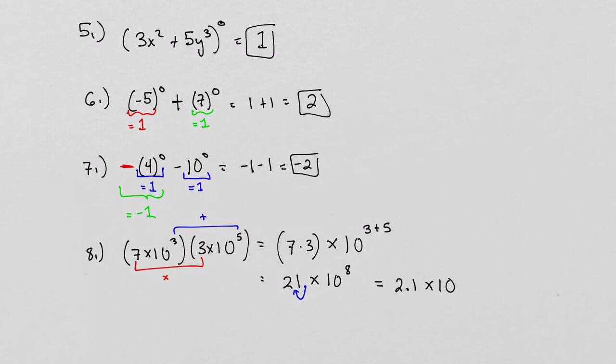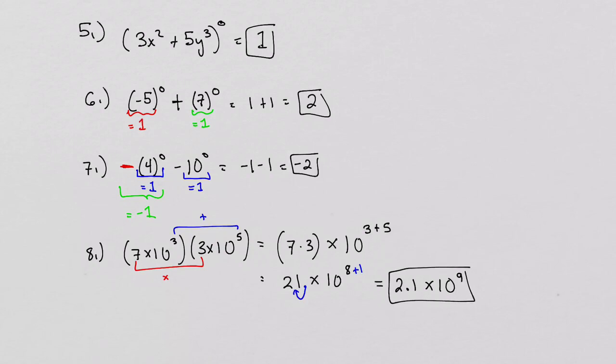However, we can't just make the number smaller and keep the same exponent. We can't keep the 10 to the 8th. We made 21 into 2.1. So we made this number smaller, which means in order to counteract that, we need to make this exponent bigger. So we're going to have to add 1 to the exponent. So this is really 2.1 times 10 to the 9th.